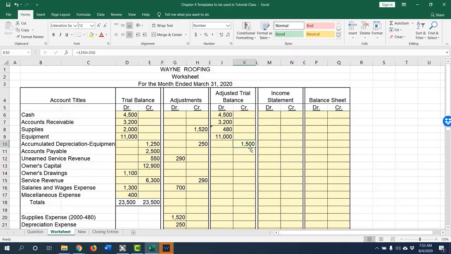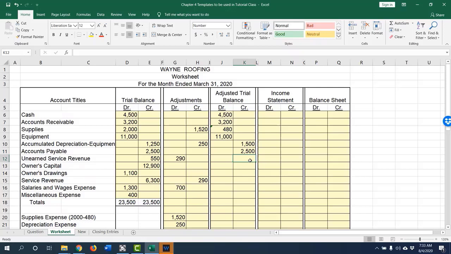Accounts payable is on the credit side, it will remain on the credit side, and since there is no change, you can safely write 2500 as the adjusted balance. Very easy. Next one, unearned revenue. Which side should we write it on? It is actually on the credit side. It was on the credit side, it will always remain on the credit side here.